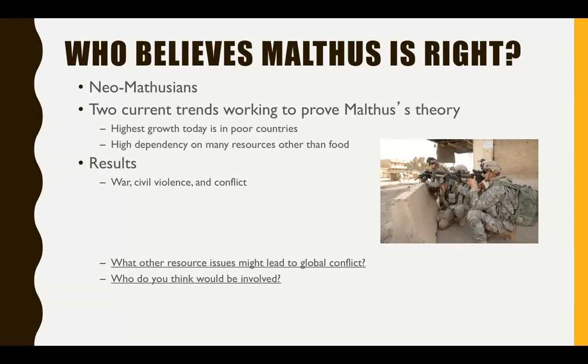We're seeing all the highest growth in populations happening in the poorest countries. And we see that there is a high dependency on resources, not just food. So maybe instead of the food aspect, we could be looking at a shortage of water or a shortage of other resources that we need to survive. And so they say the results of that is war, civil violence or civil disobedience, and conflict have led to major issues. So maybe Malthus was right, but 200 years early.